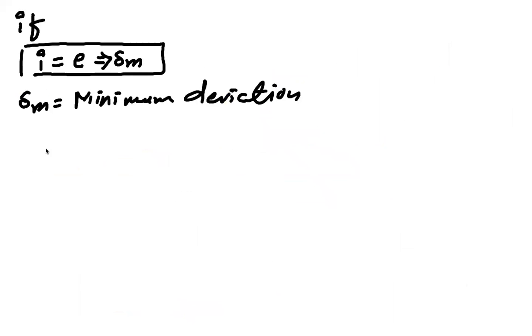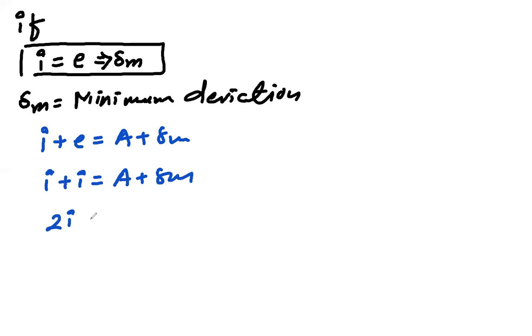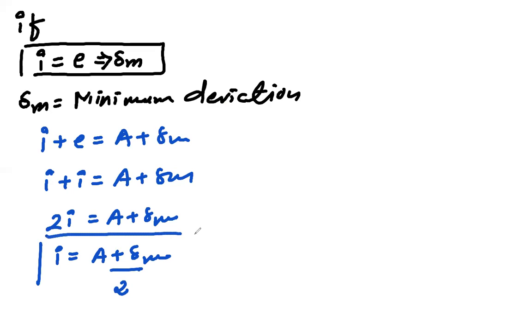तो इफ माई आई इक्वल्स टू ई, दैट डेविएशन इज कॉल्ड एज अ मिनिमम डेविएशन। तो अभी इक्वेशन में प्लेस करते हैं। हमारा इक्वेशन है आई प्लस ई इक्वल्स ए प्लस डेल्टा। तो आई और ई तो इक्वल है, तो डाल दीजिए ए प्लस डेल्टा। तो आई हैव टू आई इज इक्वल्स टू ए प्लस डेल्टा। तो आई इक्वल्स a plus delta m divided by 2. So I got another expression. So this is called as I equals a plus delta m by 2.